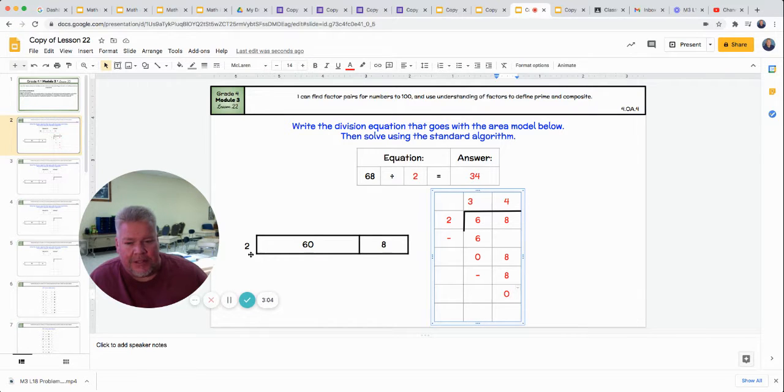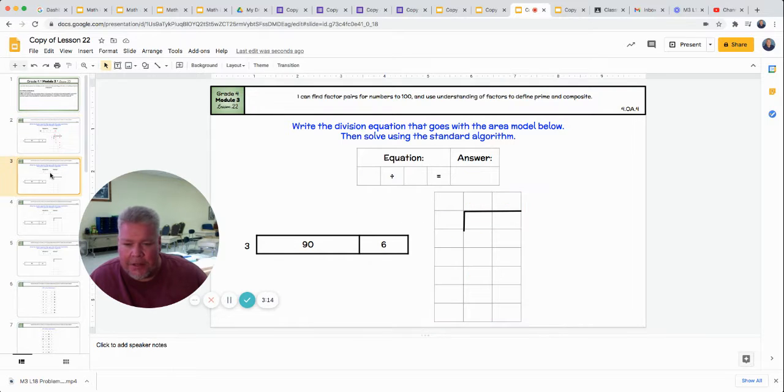Okay, so this area model represents 68 divided by 2. And the answer would be 34. So it's not that hard, is it? Let's take a look at another one. Let's find the equation. Maybe I'll write it correctly up here. We have 90 and a 6. What number does this represent?